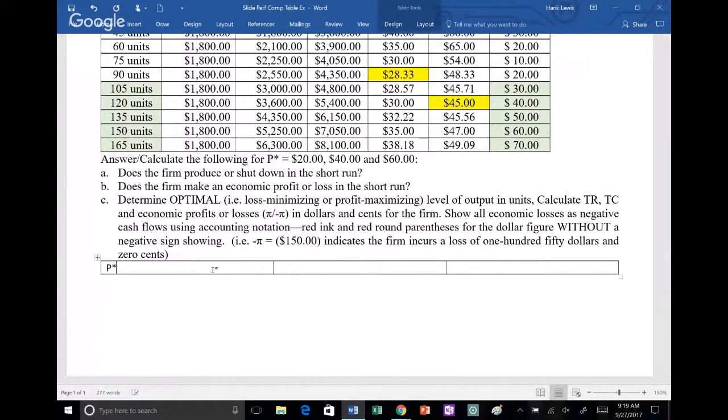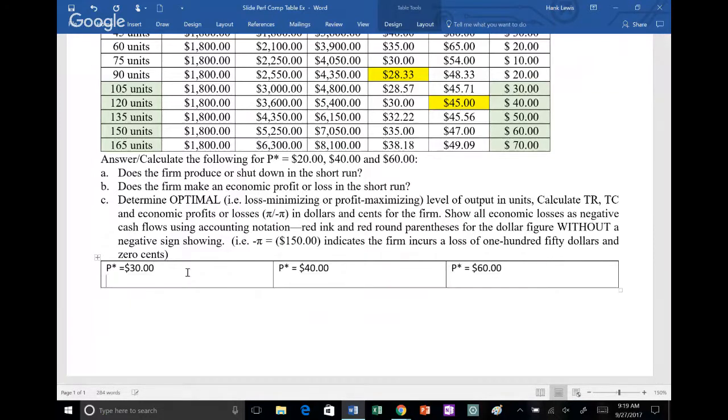And so for this one, it's going to be for P star equal to $30.00. This next one will be for P star equal to $40.00. I apologize, I was copying it wrong. And for the last one, P star is equal to $60.00. Okay. And so let's talk about these questions here.